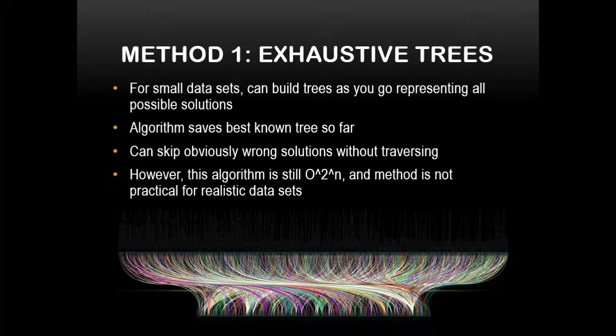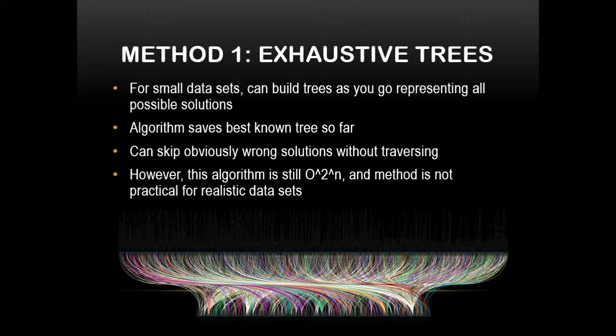So the first method, you can exhaust most of the trees. This is a bit more of a brute force heuristic, but basically for data sets, you can build trees as you go. These represent the solutions, and the algorithm saves the best tree known so far. One of the positives about this method is you can skip obviously wrong solutions. For example, if it has a bunch of different levels, you know that's not going to be correct. If you have an unnecessarily large graph, then that's not going to be right.